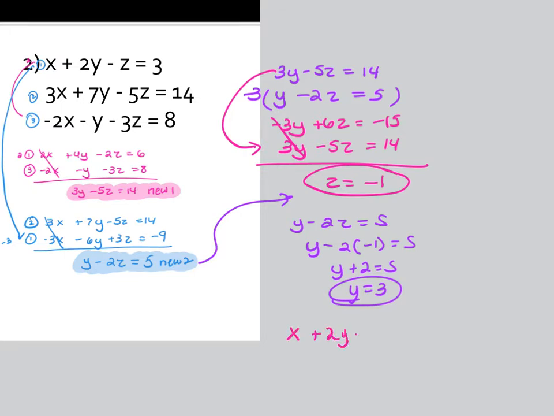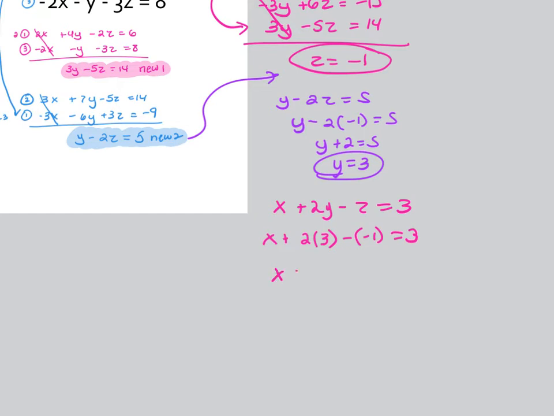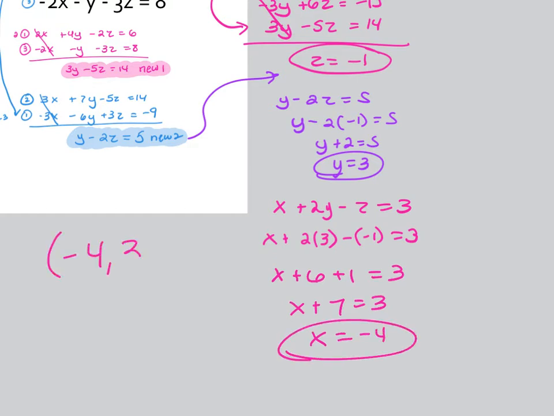X plus 2y minus z equals 3. So x plus 2 times 3 minus a negative 1 equals 3. X plus 6 plus 1 equals 3. And x equals negative 4. Thank you. Good job.